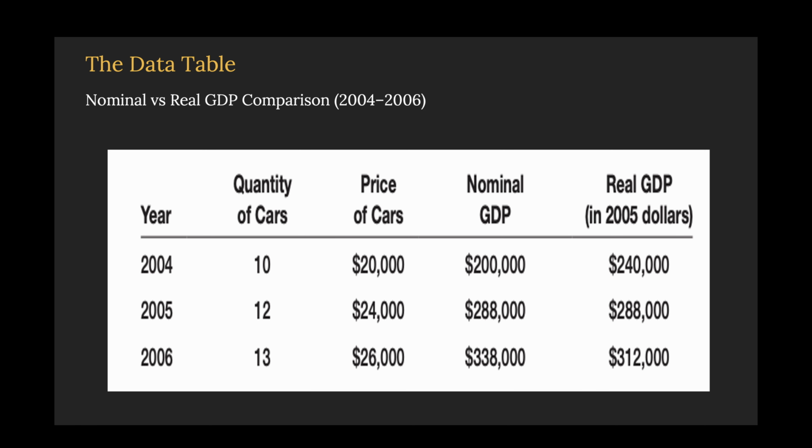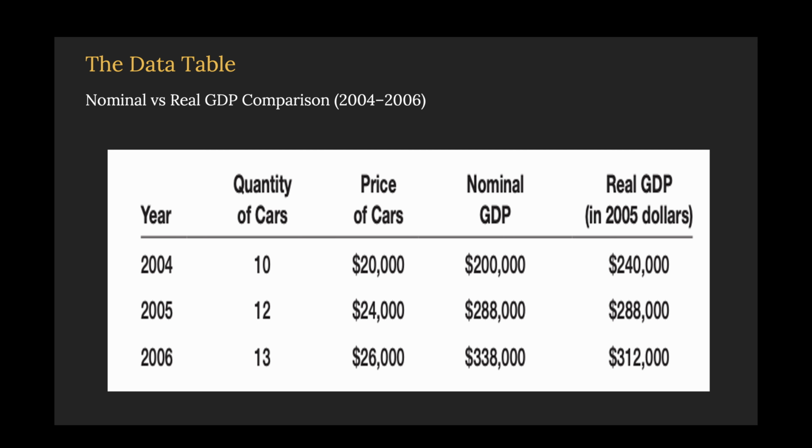Here's our tiny data set for 3 years: 2004, 2005, and 2006. In 2004, the economy produces 10 cars, each priced at $20,000. In 2005, it produces 12 cars, each at $24,000. In 2006, it produces 13 cars, each at $26,000. From that, we can compute both nominal GDP and real GDP.